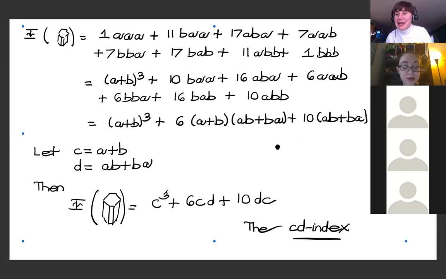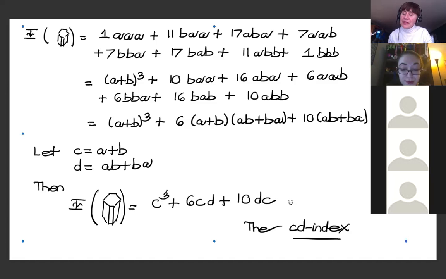So now let's do the magic. Let's let C be A plus B. So it's a degree 1 non-commutative variable. Let D be AB plus BA. That's degree 2. And then we have written the prism of the hexagon as C cubed plus 6CD plus 10DC. This is called the CD index.